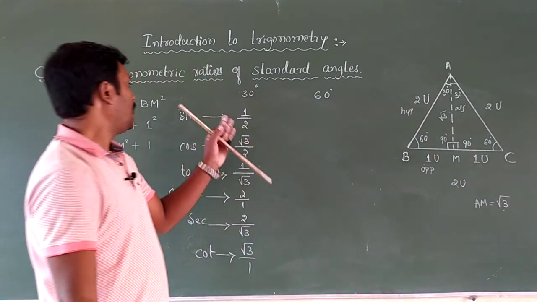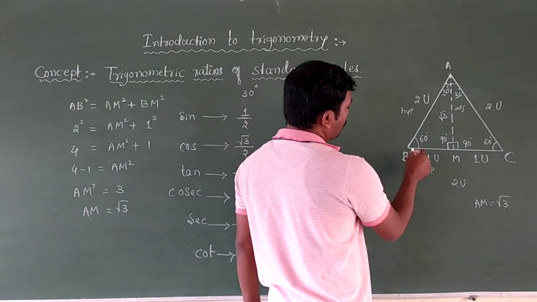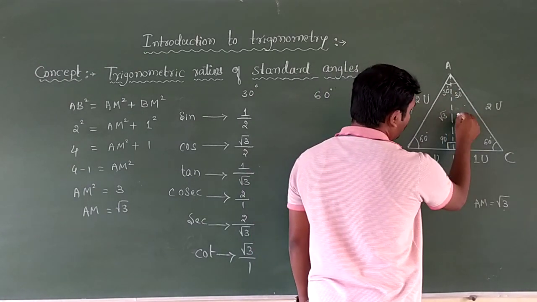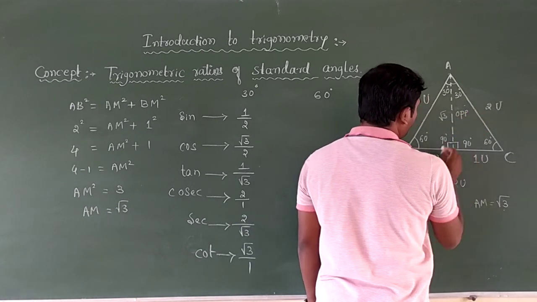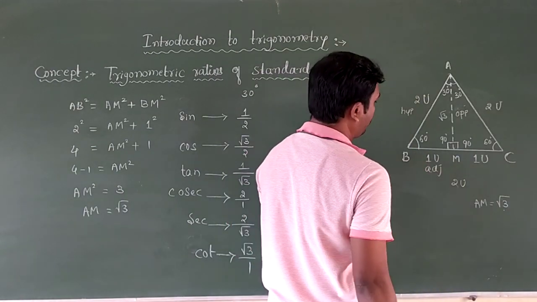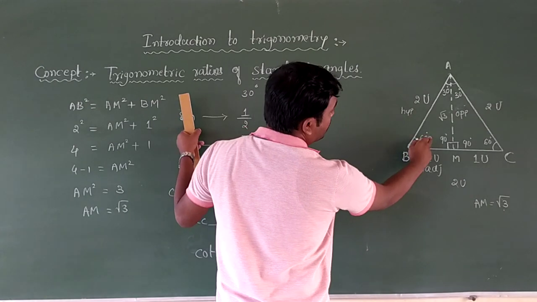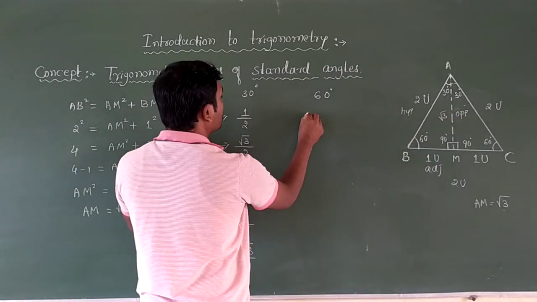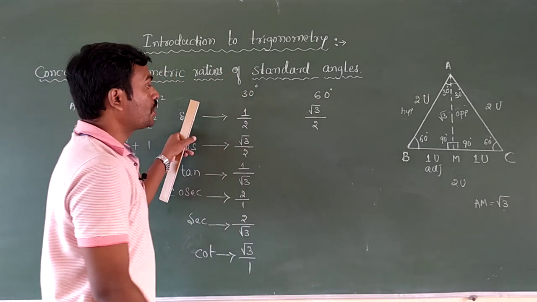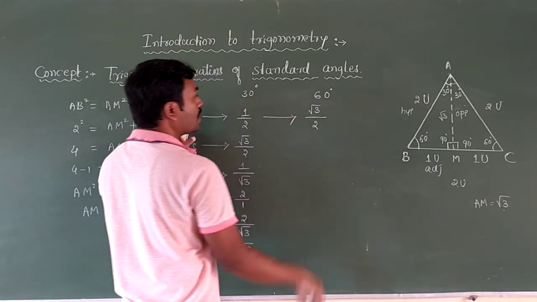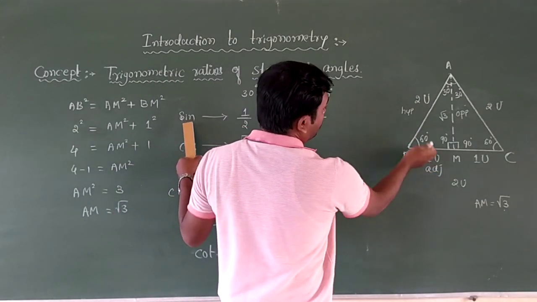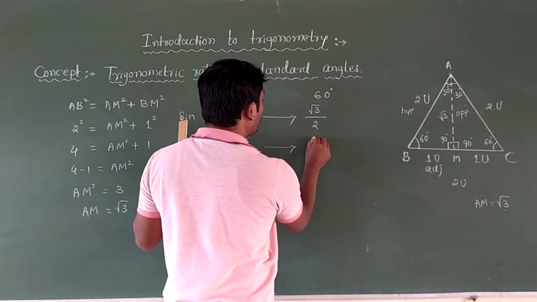To find the next, sin 60 degree, we have to take the reference angle as B. If we take this reference angle as B, then this altitude becomes the opposite side and this becomes the adjacent side, and the hypotenuse remains the same. So sin 60 is opposite by hypotenuse, that is root 3 divided by 2. Cos 60 is adjacent by hypotenuse, it is 1 by 2.